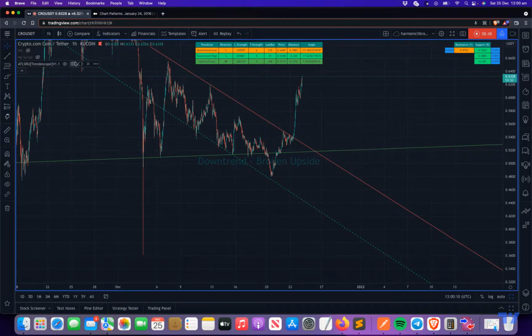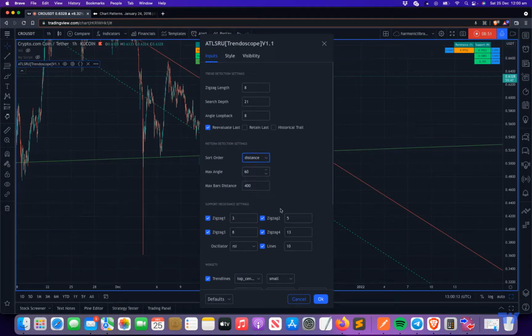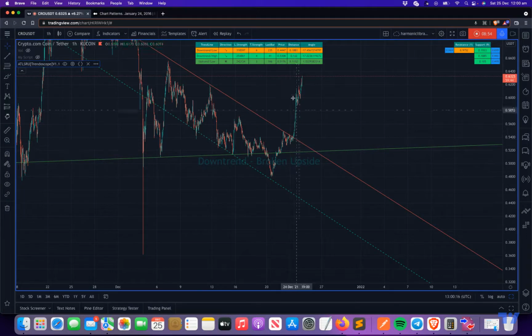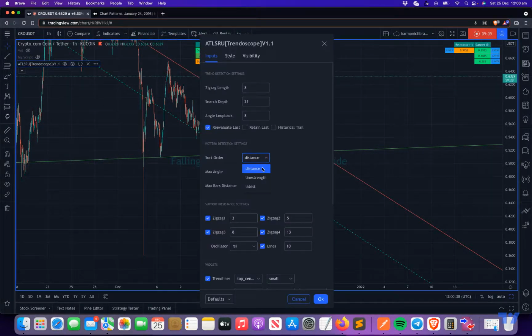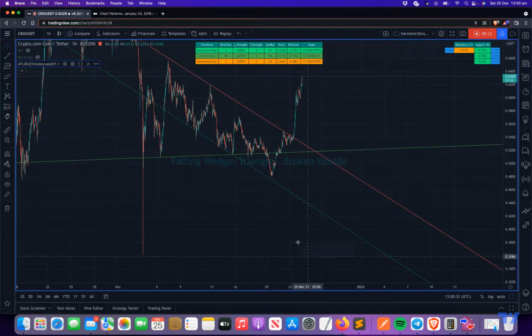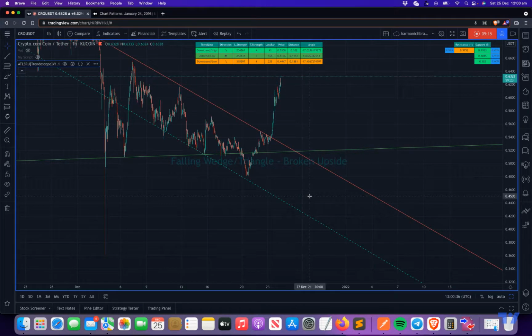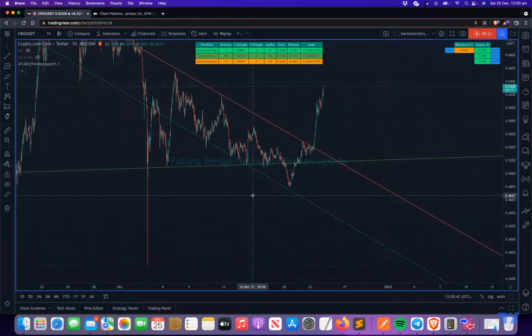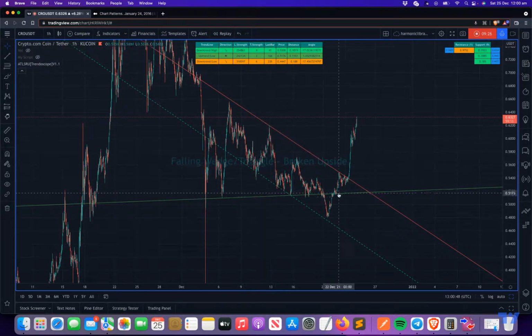Right, and similarly, another option which we have in sort order is distance. It is how far the close price is between the trend lines. So the closest two will be taken. In this case, these two are the closest ones. So it again goes back to falling wedge triangle and broken upside. Right. Okay. I prefer to keep the latest one so that it uses the latest trend lines derived and not something which is old and not appropriate anymore. But sometimes, in this case, even though this is the latest trend line, this one looks to be the more appropriate one, right?